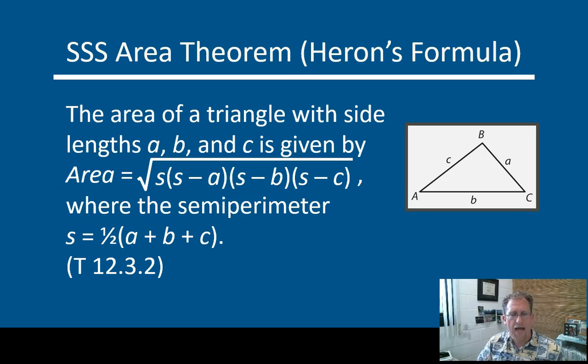Here we go. I have the side lengths A, B, and C. The area of the triangle is the square root of S times S minus A times S minus B times S minus C. What's S? S is called the semi-perimeter. It is half of the sum of all the sides. So A plus B plus C times 1/2 is the semi-perimeter. Now, whatever that number is, you put here and here and here and here. See why this isn't quite as nice?